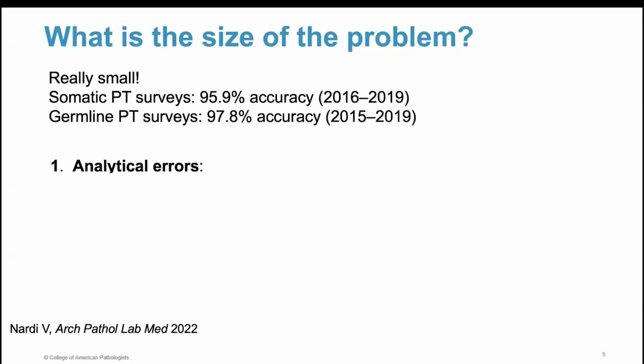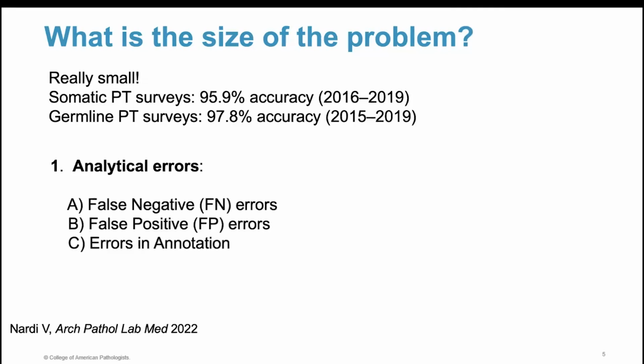So what is the size of the problem? As we said, fortunately, it is very small. Based on somatic PT surveys, the accuracy was around 96% between 2016 and 2019. And based on germline PT surveys, the accuracy was close to 98% between 2015 and 2019. The most common errors fall in two main categories. The first one is analytical errors, and these include false negative errors, false positive errors, and errors in annotation. The second category is non-analytic errors.